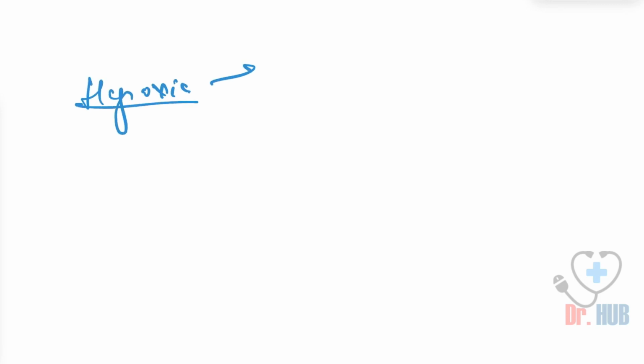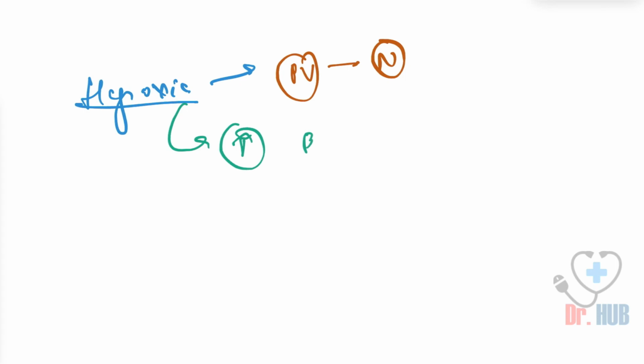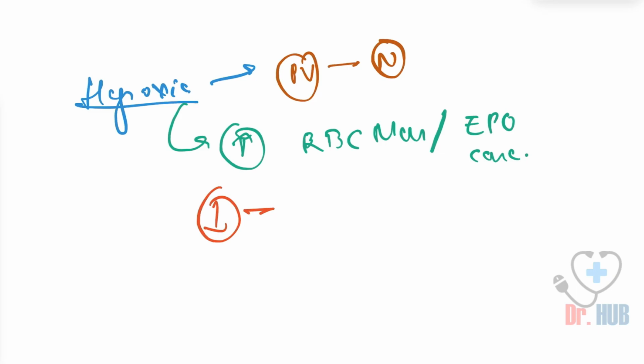Next, we'll be moving on to answering our question. The question we asked was about hypoxia, which we just did. In hypoxia, the plasma volume, as we discussed, is normal. There is an increase in the RBC mass, as well as an increase in the EPO concentration. And there's a decrease in the oxygen saturation.